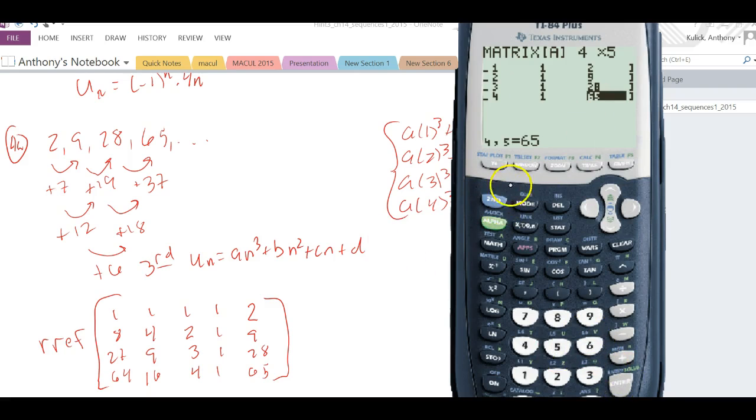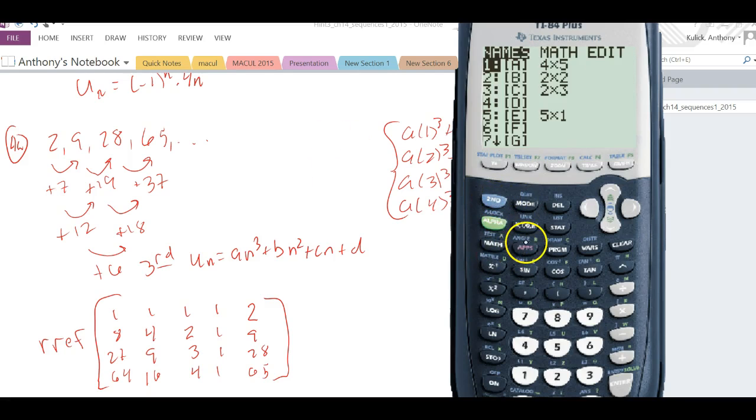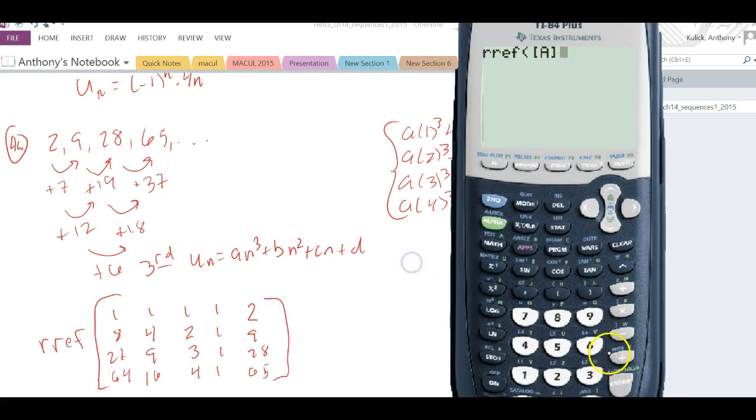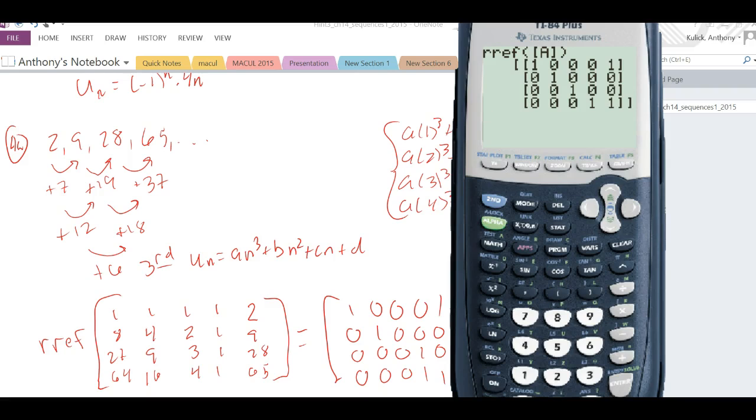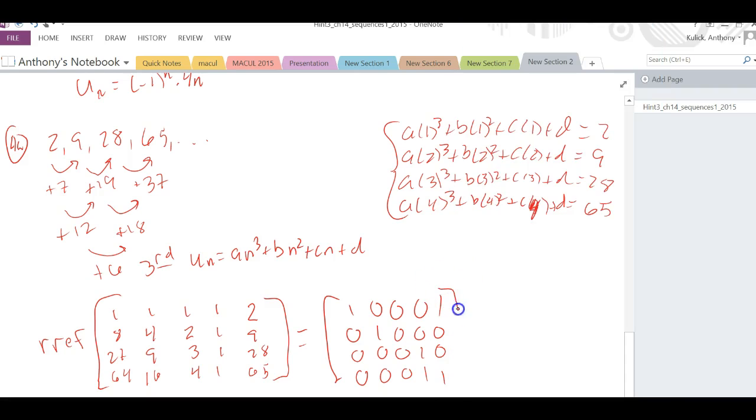Now that I have that matrix entered completely, I'm going to exit out of here and go back into the matrix menu. Under the Names tab, I'm going to select matrix A, and I'm going to execute that. So my result was this. I believe, let me double check. Yes, indeed, that was what I had.